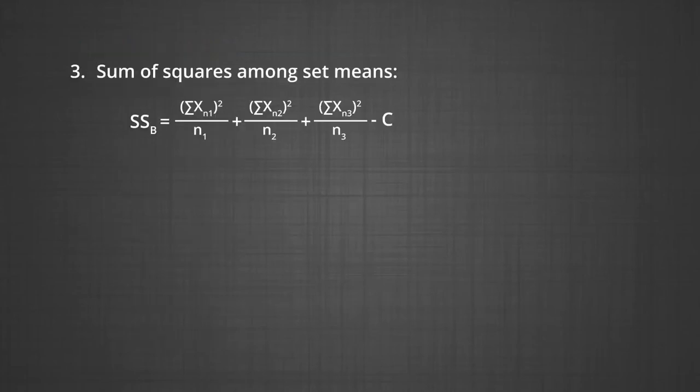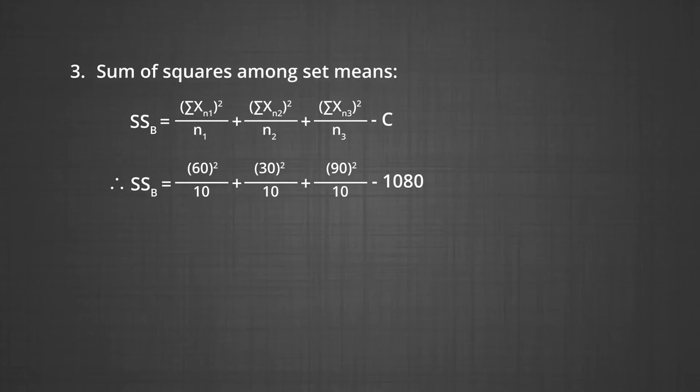Now, I'm going to show you how to calculate the sum of squares among set means. This is sigma x1 whole square upon n1 plus sigma x2 whole square upon n2 plus sigma x3 whole square upon n3 minus correction. And the values are 60 square upon 10 plus 30 square upon 10 plus 90 square upon 10 minus 1080. And finally, it is equal to 1260 minus 1080 is equal to 180. This is the value of the sum of squares among set means.